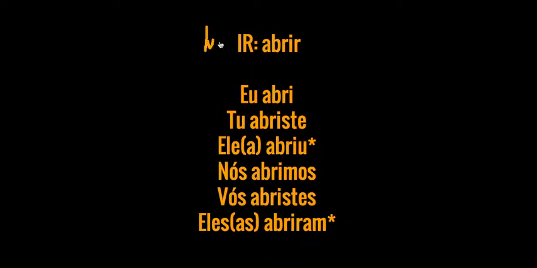Then we have the third group, last group of verbs ending in IR. For example, we have the verb abrir, to open. So let's go on. Eu abri, I opened. Tu abriste, you opened. Ele, ela abriu, he, she opened. Nós abrimos, we opened. Vós abristes, you opened. Eles, elas abriram, they opened. Você, we use the third person. Você abriu, vocês abriram.